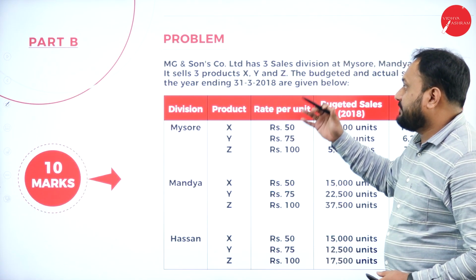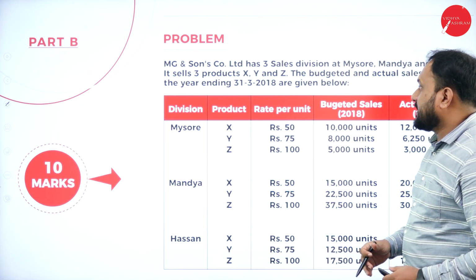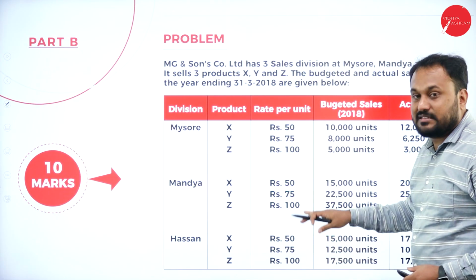Next question we have is MG Sons and Company. The minute you see this kind of a thing, this is a sales budget.